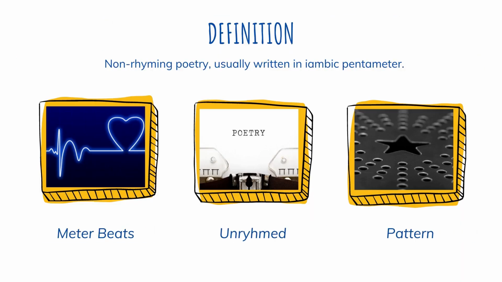Blank verse is non-rhyming poetry, usually written in iambic pentameter. Blank verse was adapted from unrhymed Greek and Latin heroic verse. It was introduced to 16th century Italy, but is most well known because of William Shakespeare. However, Christopher Marlowe was the writer who developed blank verse's musical qualities and emotional power in his plays.